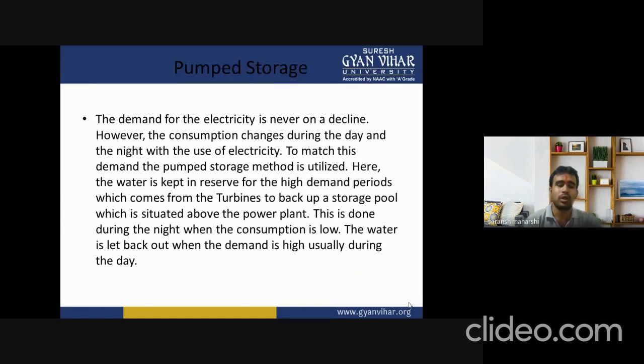Now we will discuss the pumped storage. The demand for electricity is never on a decline. However, the consumption changes during the day and the night. To match this demand, the pumped storage method is utilized. Here, water is kept in reserve for high demand periods. It comes from the turbine back up to a storage pool, which is situated above the power plant. This is done during the night when the consumption is low. The water is let back out when the demand is high, usually during the day.